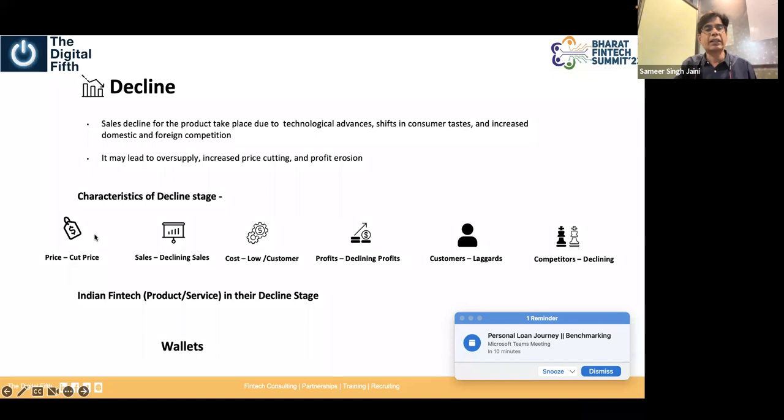Let's see what else Aditi Kapoor is asking. Will the revenue model or business model have a role to play in the decline stage of fintech? Will they have to be modified? I think it is, right?